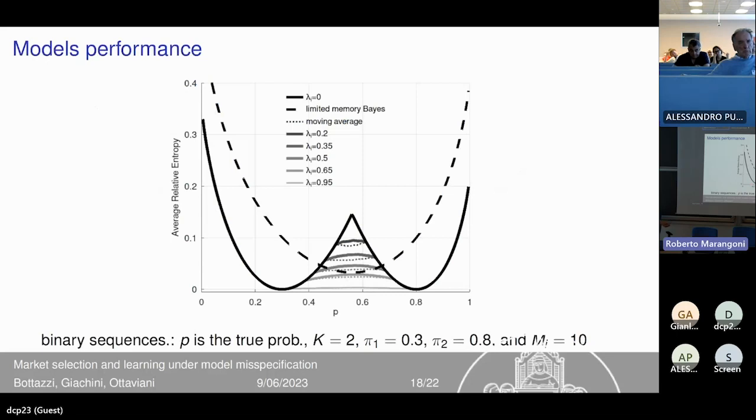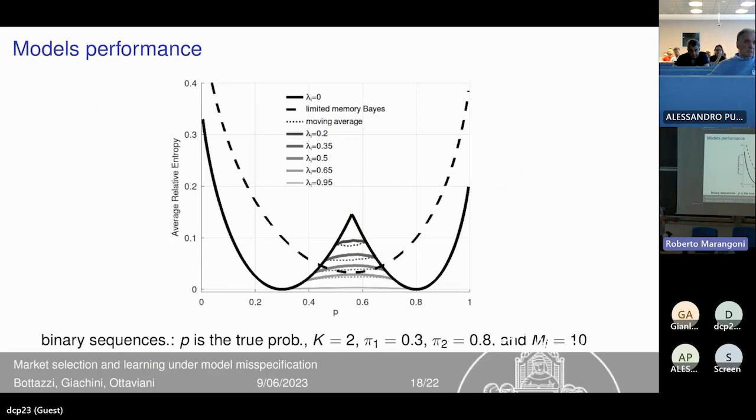This is what the two models available to the agent. Let's analyze what happens, starting with the black curve. The black curve is the Bayesian agent. So what happens to the Bayesian agent? Of course, when P is equal to one of the two models, 0.3 or 0.8, this is not a misspecified situation. This is a well-specified situation. Now the reality is among the things that the agent can learn.